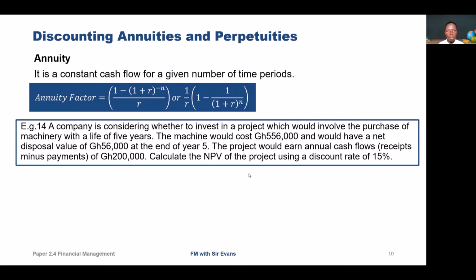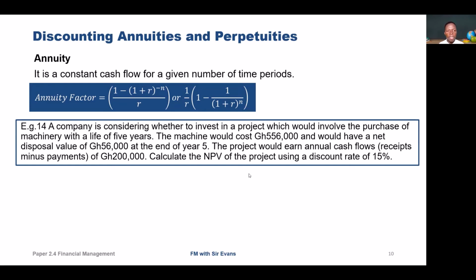In the previous example, there were different inflows for different years. But in this example, there is a frequent $200,000 which is being earned for each of the 5 years. So instead of finding the discounting factor for each of them for the whole 5 years, you will now use the annuity factor, the annuity discounting factor.